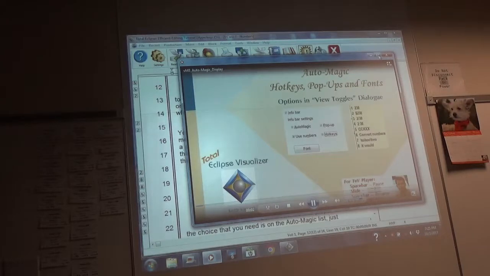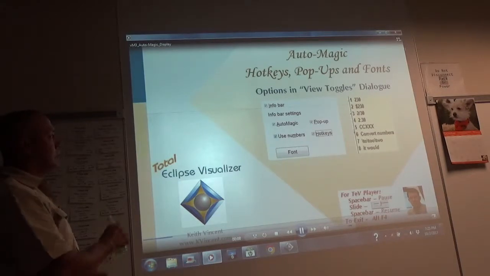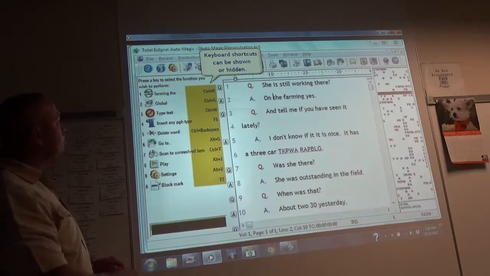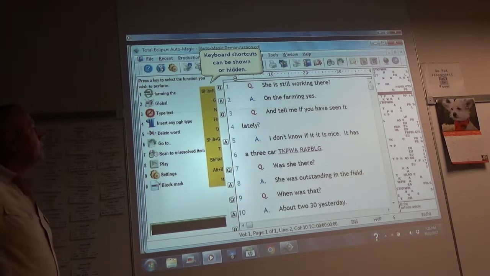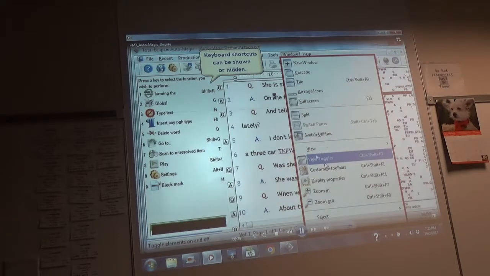Hotkeys, pop-ups, and fonts are a few AutoMagic display options that are found in the View Toggles dialog. Let's see. At the right edge of the info bar, AutoMagic can show the speed keys or hyperkeys that are available as keyboard shortcuts. This can help new users to learn the keyboard shortcuts for editing efficiency, but more experienced users may want to hide them.